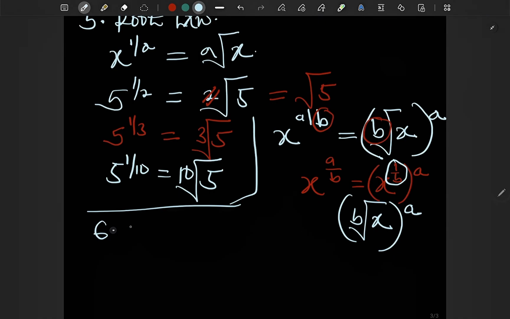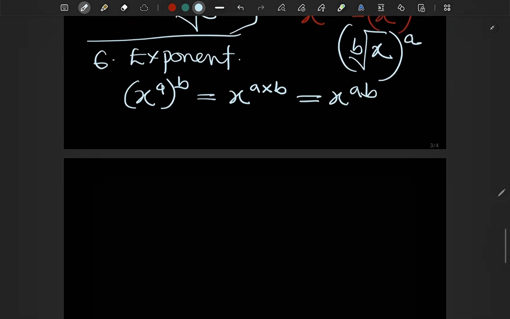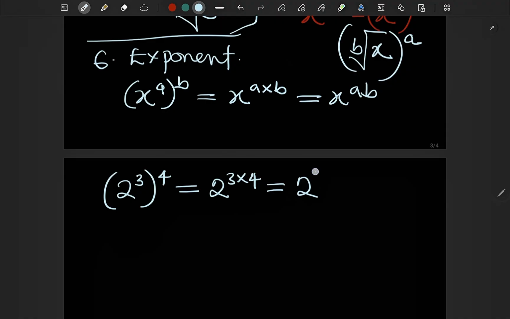The sixth law is the law of exponent. The law of exponent. So if we have x raised to power a raised to power b, this is equivalent to x raised to power a multiplied by b, which is x raised to power a b. So what does this mean? If we have 2 raised to power 3 raised to power 4, this is equivalent to 2 raised to power 3 times 4, which is equal to 2 raised to power 12.